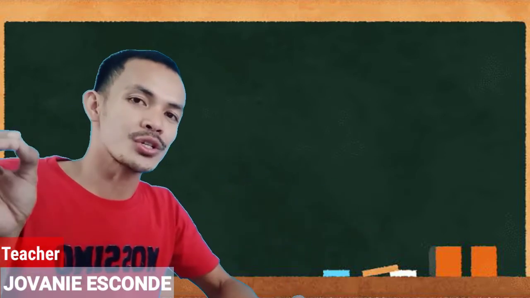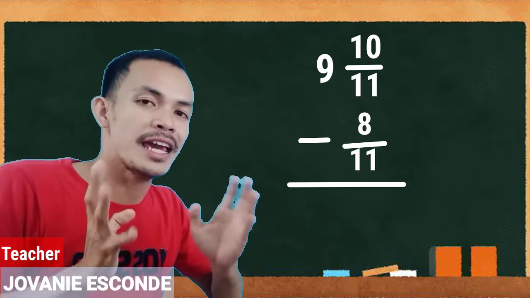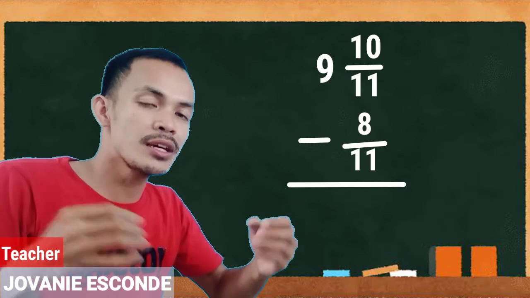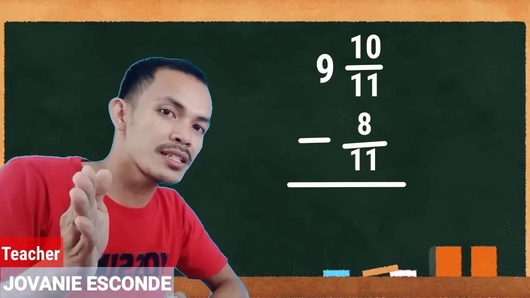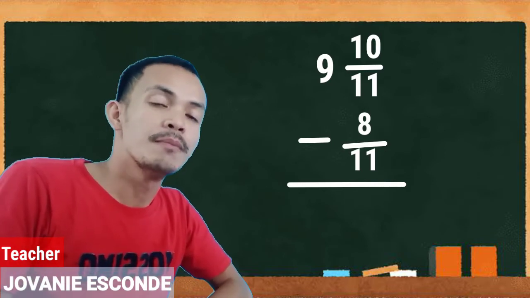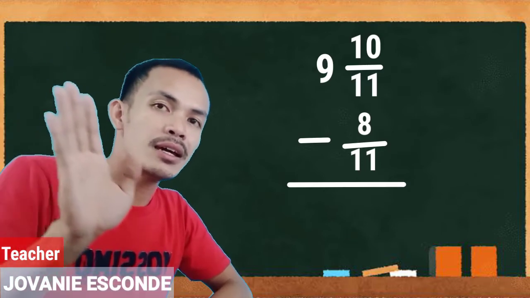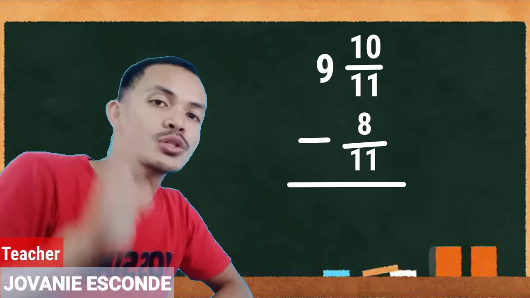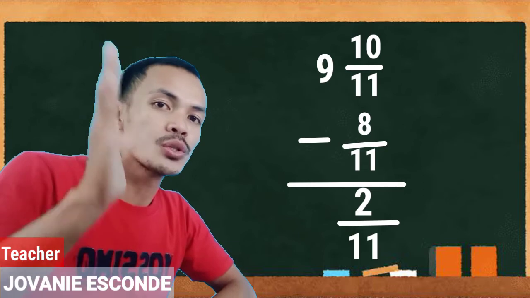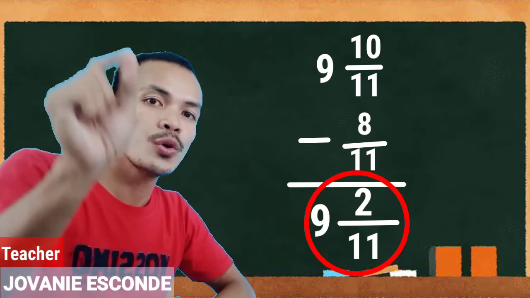Okay, so welcome back, and let's check if your answers are correct. So first we have 9 and 10 over 11 minus 8 over 11. So first thing to do is you are going to align the fractions and then check if the fractions are similar or not. So in this case, the fractions are similar because we have common denominators. What is the common denominator? We have 11. So we have to cover first the whole number. Subtract the fractional parts. We have 10 over 11 minus 8 over 11. So 10 minus 8 is 2. Copy the common denominator, which is 11. So 2 over 11. And bring down the whole number, which is 9. So your answer is 9 and 2 over 11.